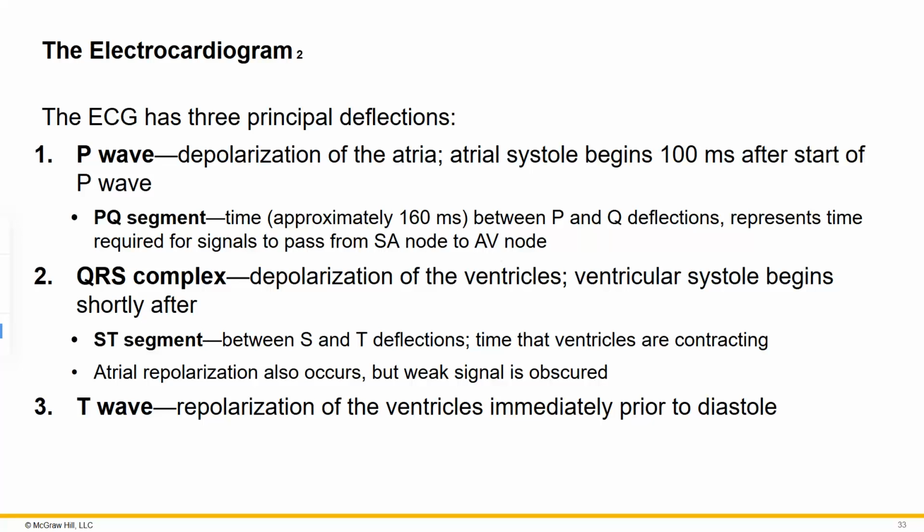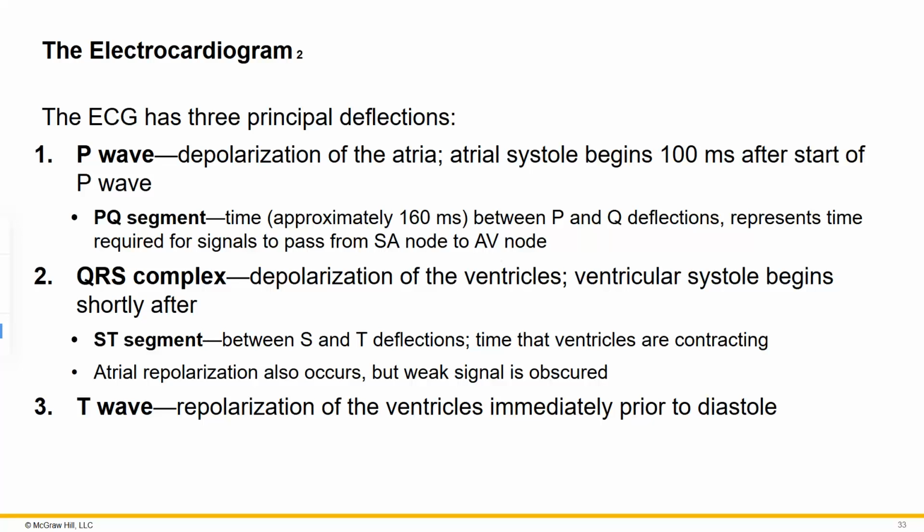So this kind of writes out that summary that I just gave. The P wave depolarized the atria. Atrial systole begins 100 milliseconds after the start of the P wave. The PQ segment between the P and Q deflections represents the time for the signal to pass from the SA node to the AV node.